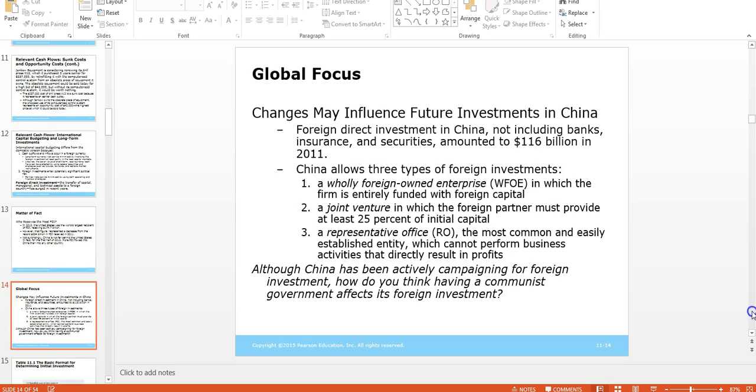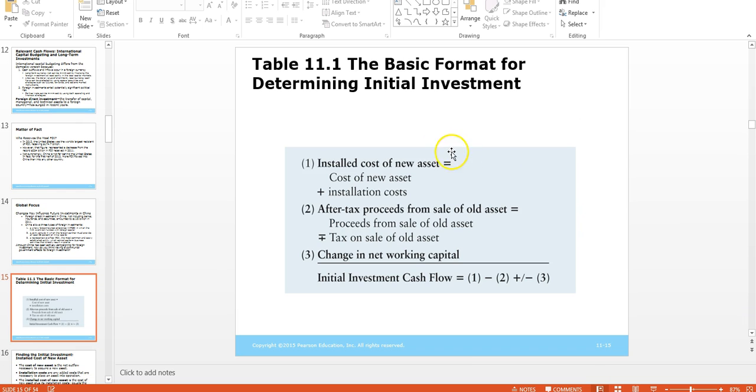All right, so let me go ahead a little bit. And the first thing we're going to do in Table 11.1, these tables are important, we're going to determine the initial investment. And that's the installed cost of the new asset, right, with installation. And then if you could sell the old machine, the after-tax proceeds from that, right?